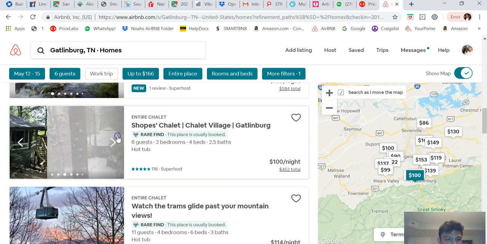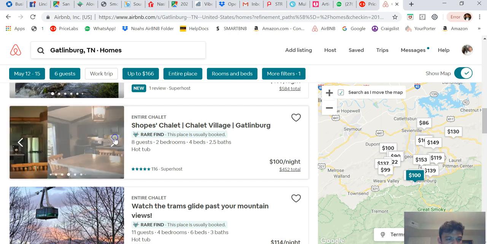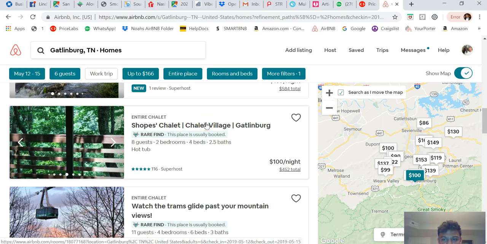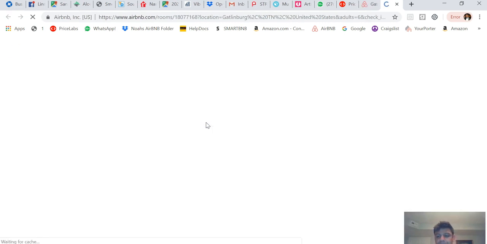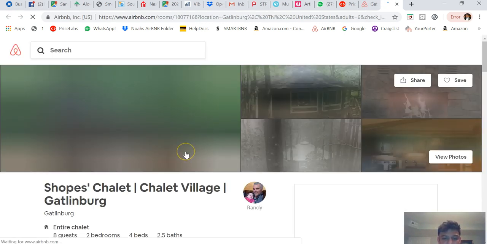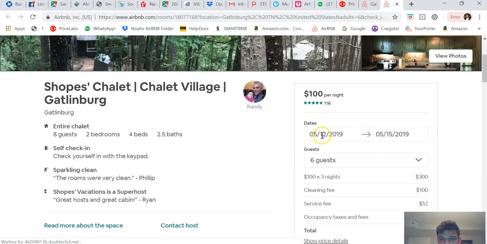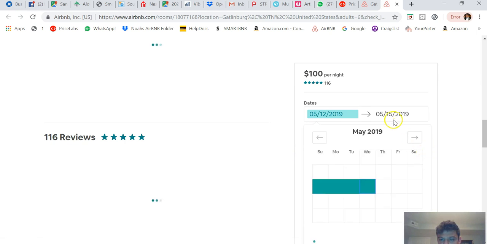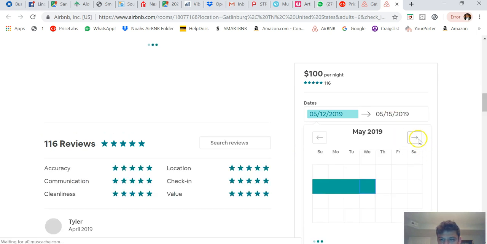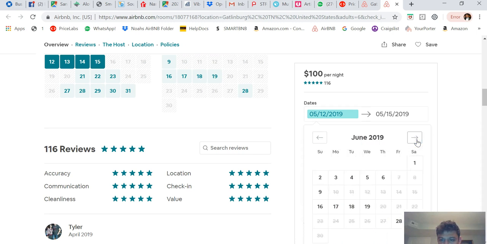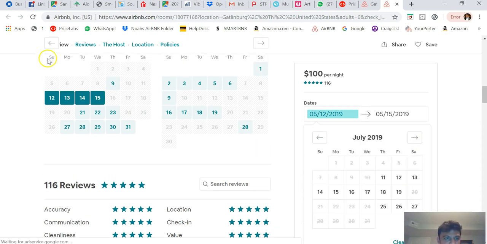This is an example of one. Let's make sure it's of similar quality to ours. Okay. A little smaller, but somewhat comparable. You can see their calendar looks like some openings. A little bit open in June.